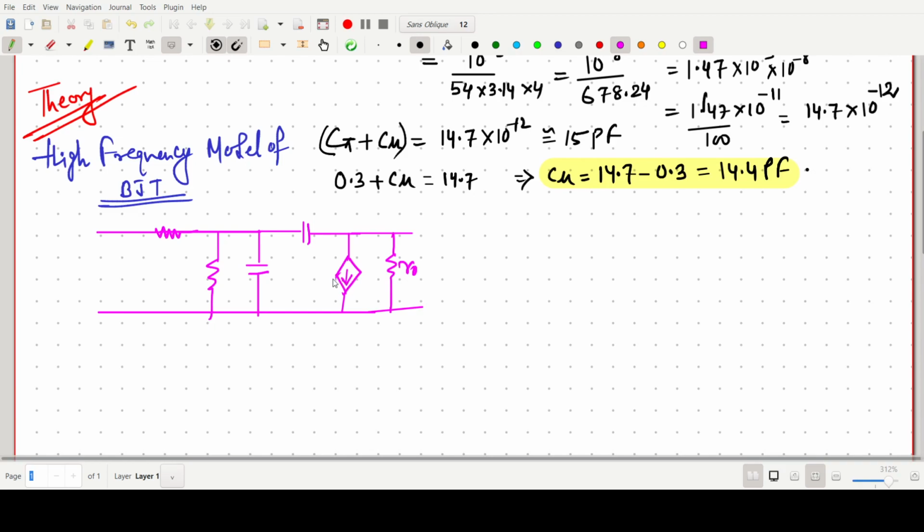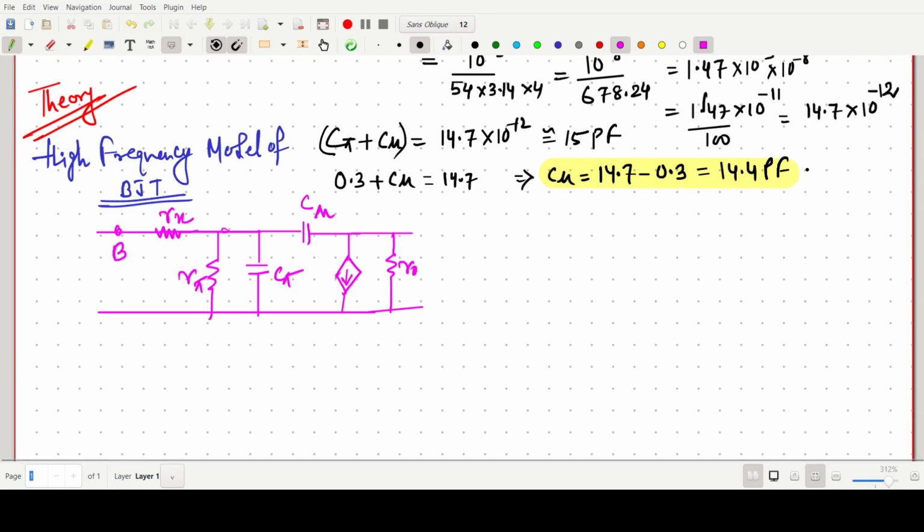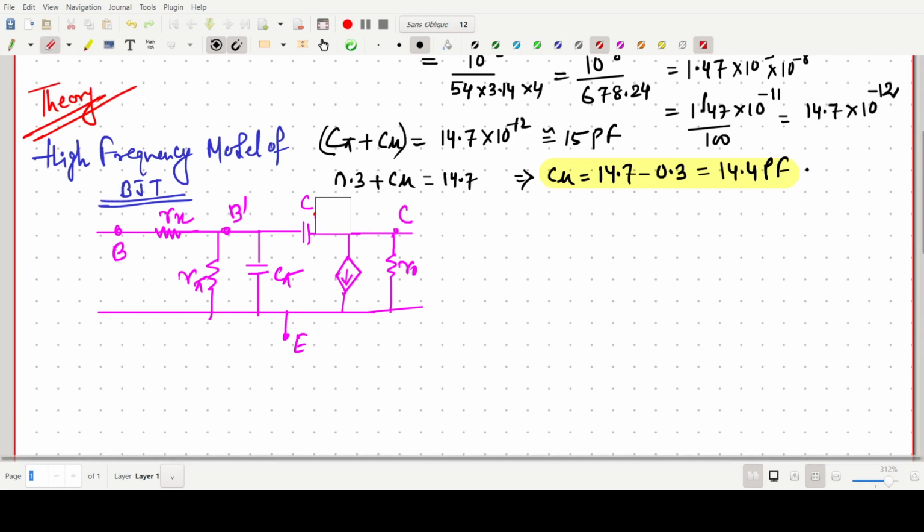So this one is R naught, this one is our C mu, C pi, and this one is our R pi, and some resistance Rx, and this one say B dash terminal, and this one is the collector terminal, and this one is our emitter. For the common emitter configuration we are doing, this one is just C mu, and this one is our 0.3.